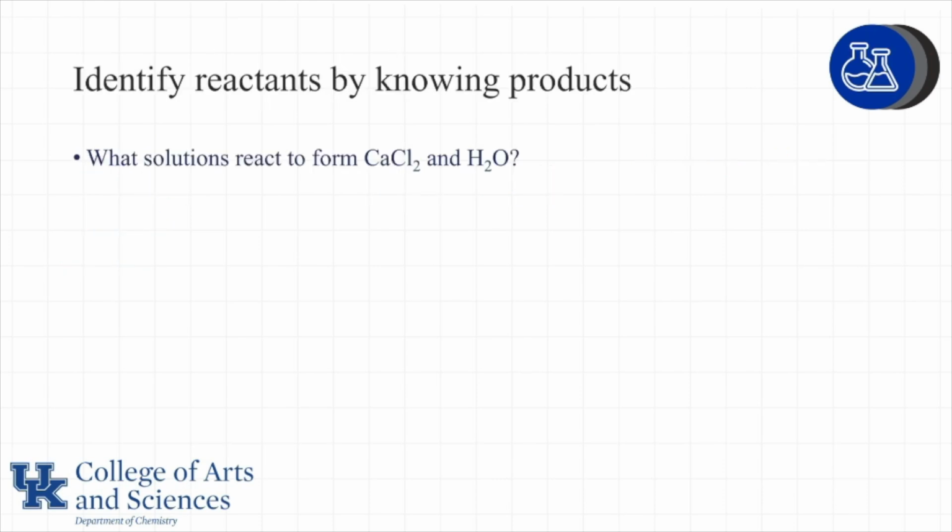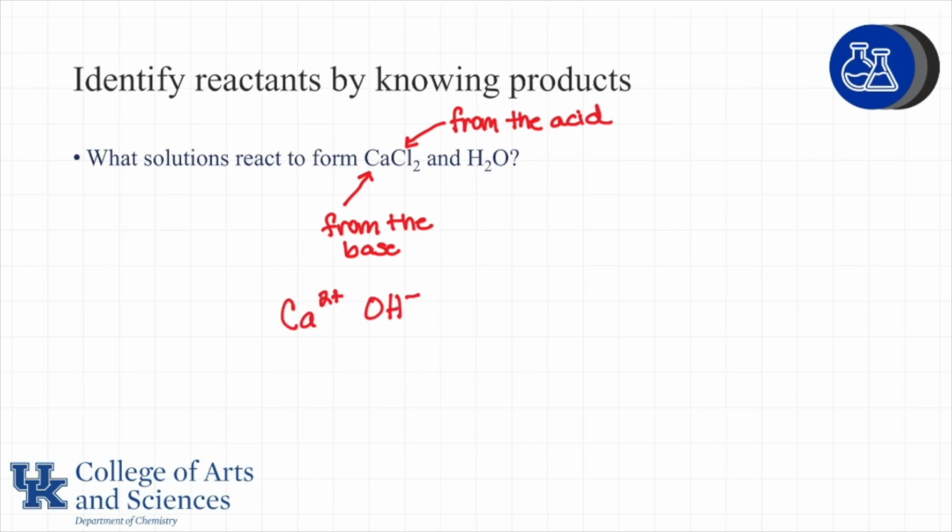We can also identify the original reactants by knowing the products. Let's look at an example to see what solutions react to form CaCl2 and H2O. We know that the cation is going to come from the base, and the anion of the salt is going to come from the acid. Therefore, we have Ca2+ and OH-, and we can figure out that the formula is Ca(OH)2, just like we did with ionic compounds early on. And we have H+ and Cl-, and we get HCl. So the combination of HCl and Ca(OH)2 will form CaCl2 and water.